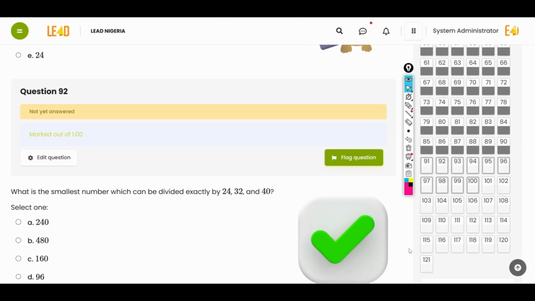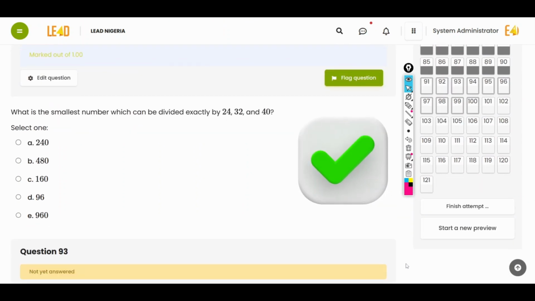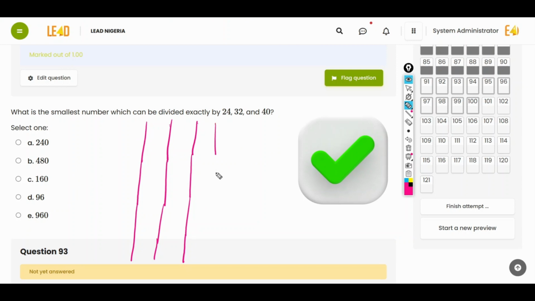All right, what's the smallest number that can be divided exactly by that? Which means they're asking us for the LCM. We're being asked for the LCM. So we have 24, 32, and 40. All right, what can we use? We can use 2, right?